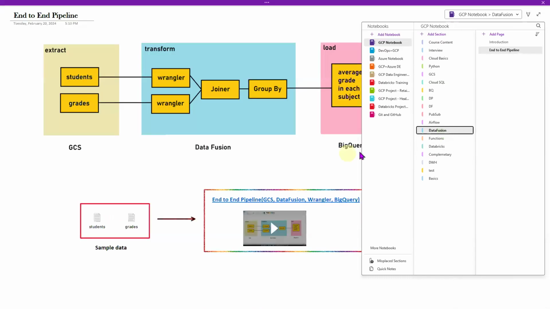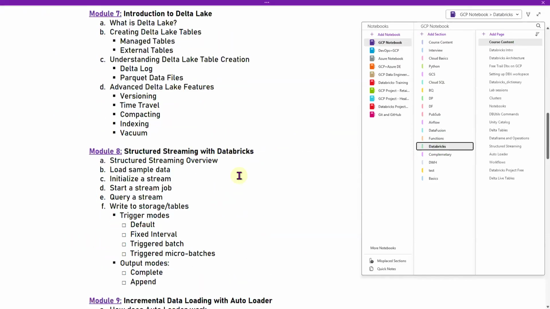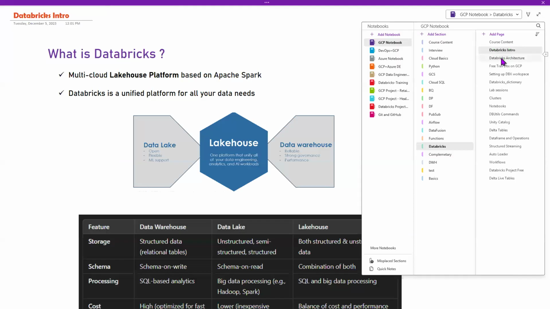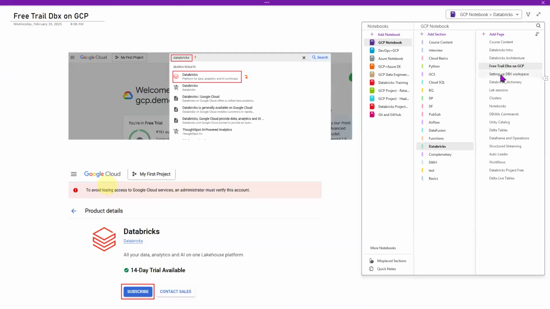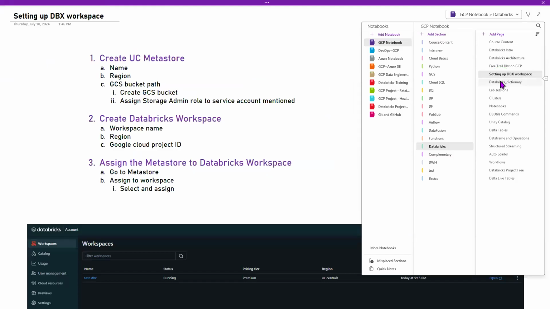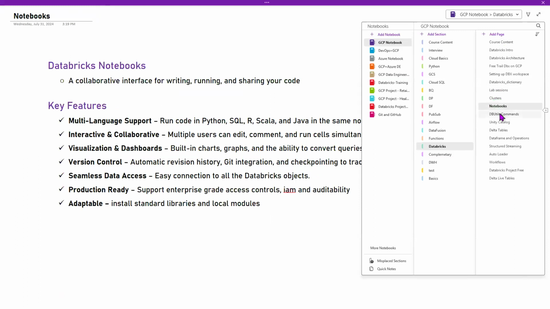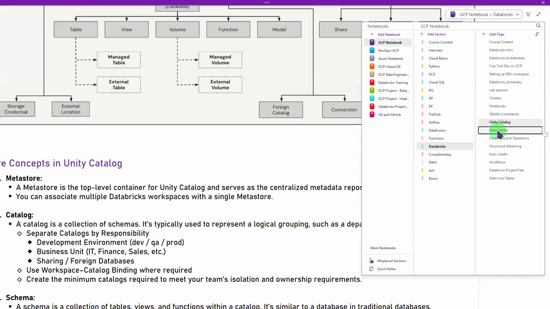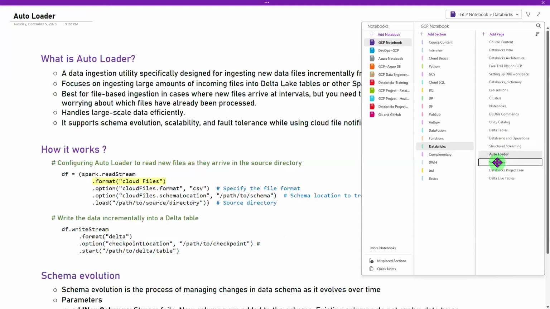Okay. And this is data fusion here, and end-to-end pipeline on the data fusion. Functions, cloud functions. Finally, the Databricks, guys. So in the Databricks introduction, Databricks architecture, free trial account on the GCP, setting up the Databricks workspaces and lab sessions, clusters, notebooks, DB utility commands, Unity catalog, Delta tables, data frames and operations, structured streaming, autoloader, workflow project.